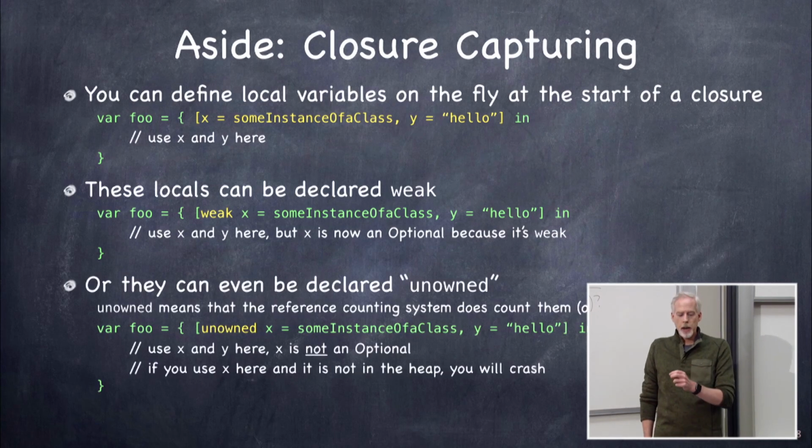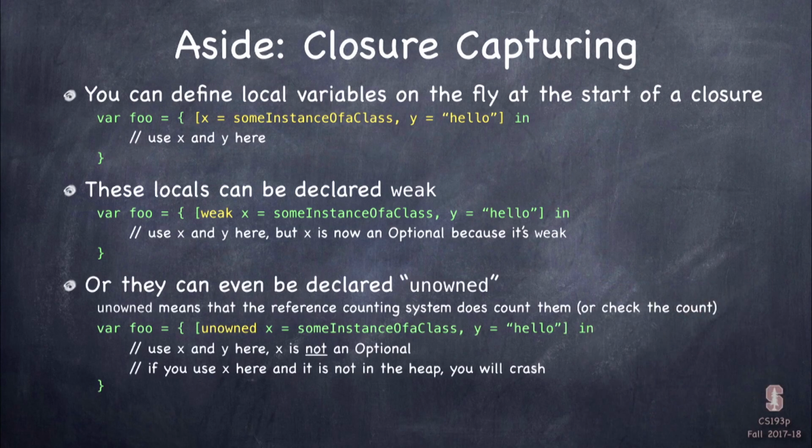I can even declare that those variables be unowned. And if you remember back to when I was talking about memory management, unowned means it's not reference counted. It's like Swift says, okay, it's on you. If you're going to access that thing, it better be in the heap, because if it's not, you're crashing. Okay, that's basically what unowned means. So that means I can use x and y inside the closure. It's not an optional. Don't have to worry about that. But if I use x in there and it's not in the heap, it's going to crash my app.